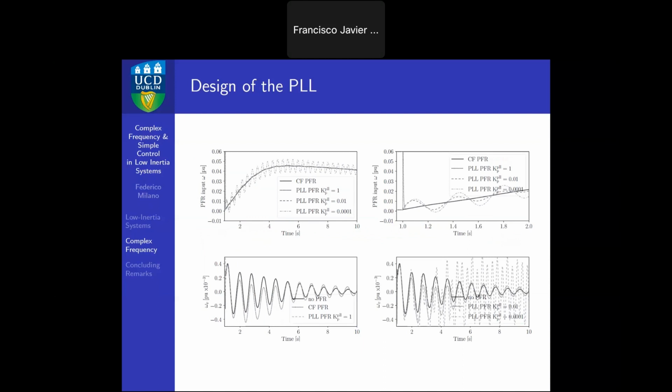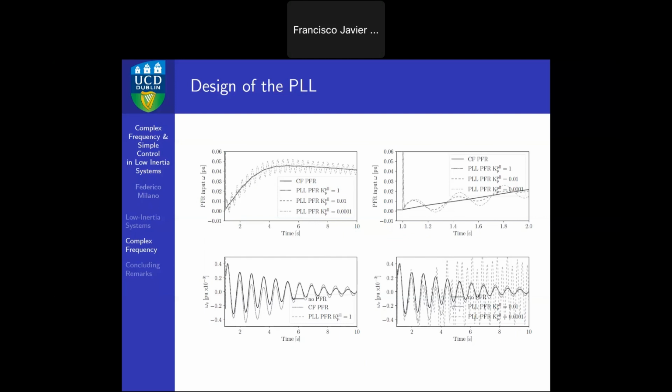Is it useful? Well, maybe not that much if we just use controllers that already exist, right? So the idea was maybe for the design of new controllers. Question: Here you are trying to provide some inertial response using the internal frequency? No, not necessarily. I was using just conventional grid forming and grid following.